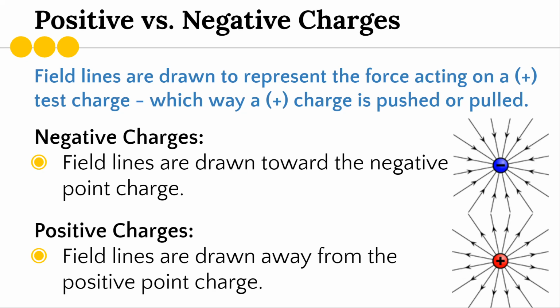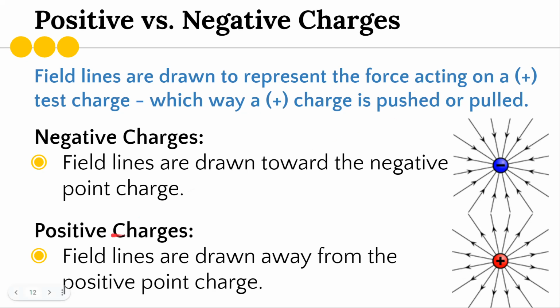So if you look at the field lines around my negative point charge right here, they all point toward it, and that's because if I had a positive charge in that space, it would move toward the negative because opposites attract. Okay, and so for your negative charges, your field lines are drawn toward the negative point charge. You draw them with the arrows pointing inward, and that's because that is the direction that a positive test charge would be pulled.